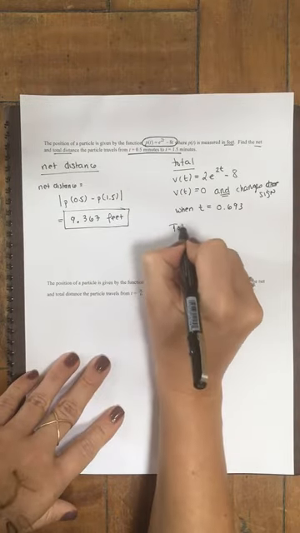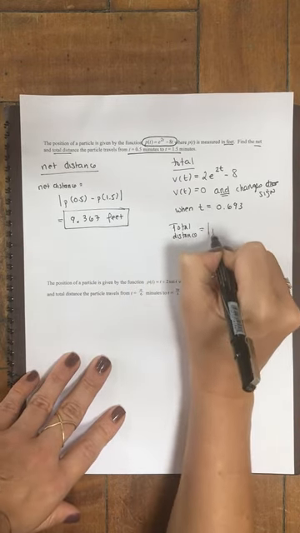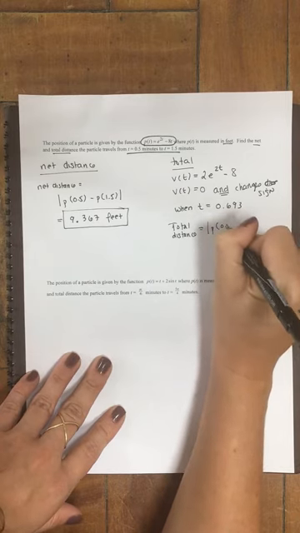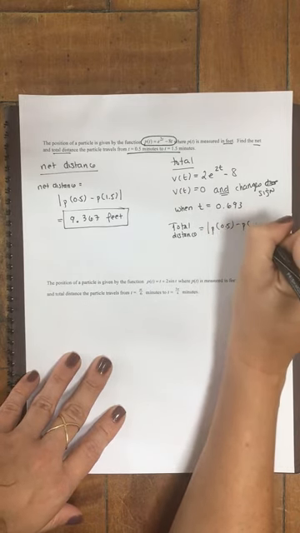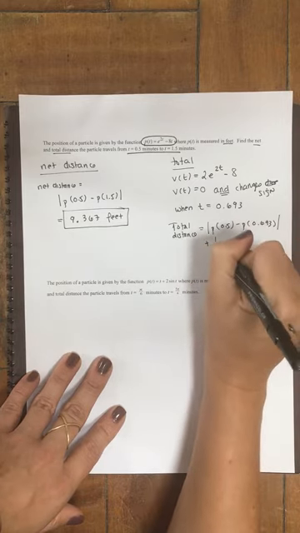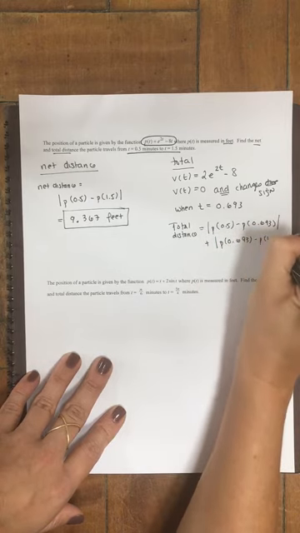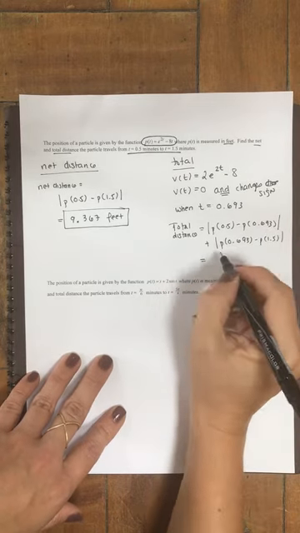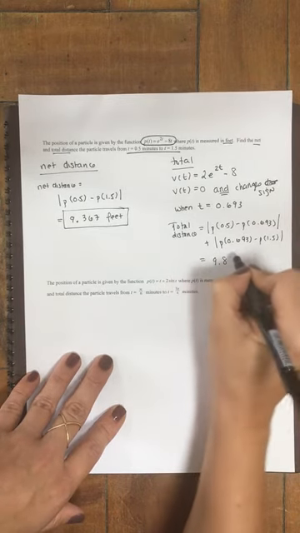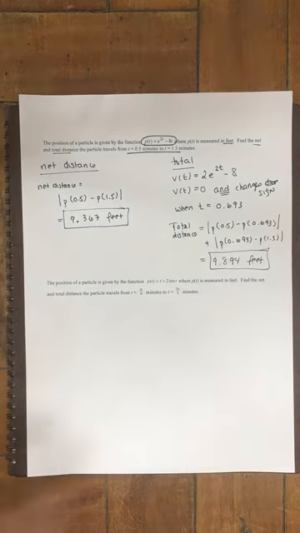Therefore, the total distance is equal to the absolute value, P of 0.5 minus P of 0.693, plus the absolute value, P of 0.693 minus P of 1.5. This is all calculator, and we're going to get 9.894 feet. You see, in this case, the total distance is just a little bit more than the net distance.